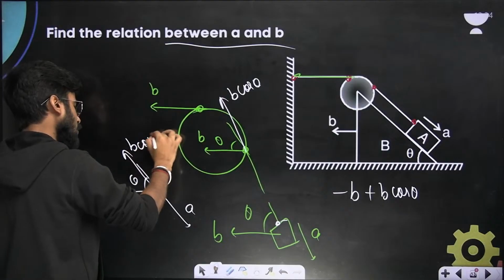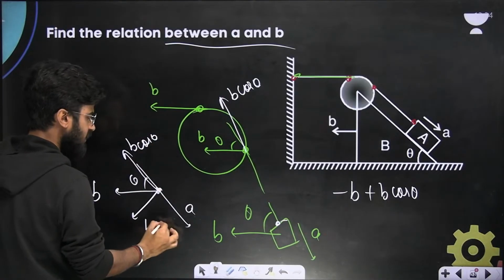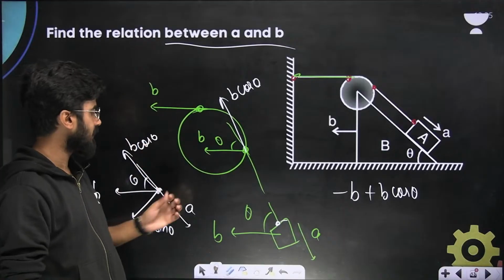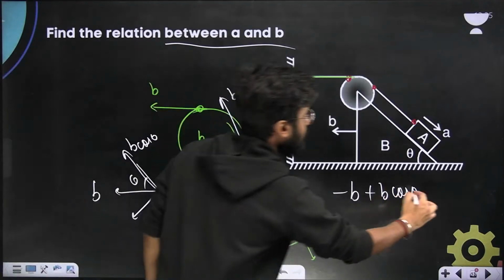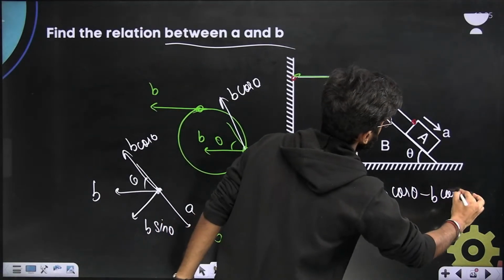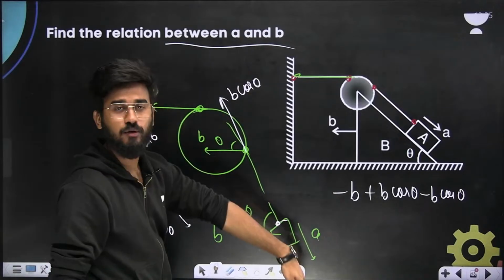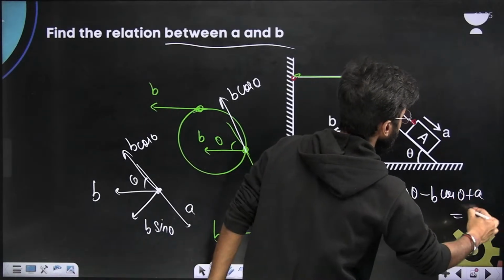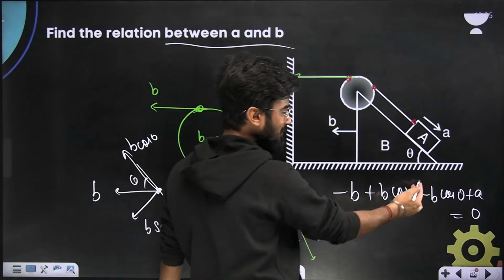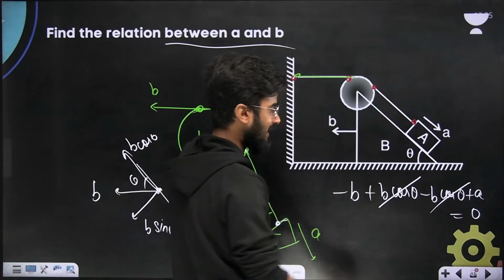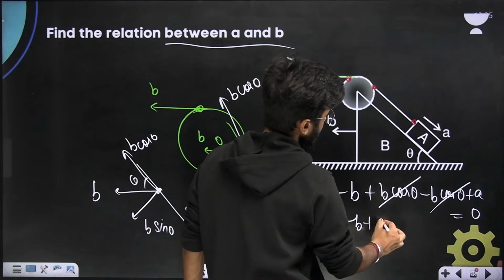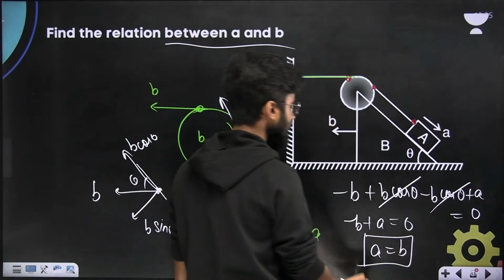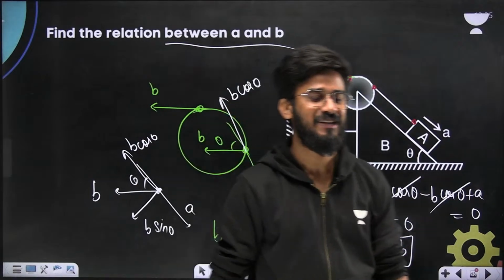And this is B sin theta. So we just focus on the component along the string. So this is B cos theta and this is just decreasing the length. It means minus B cos theta. And this is moving in the downward direction. So the length is increasing, means plus A. And that total is equal to 0. You can say simply that B cos theta got cancelled, minus B plus A is equal to 0. It means A is equal to B. Got it?